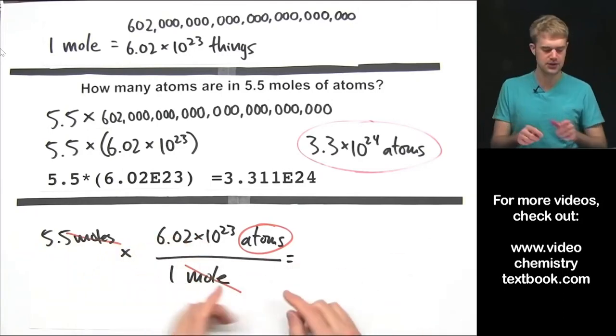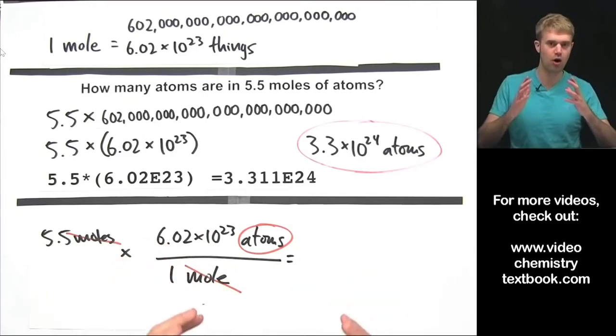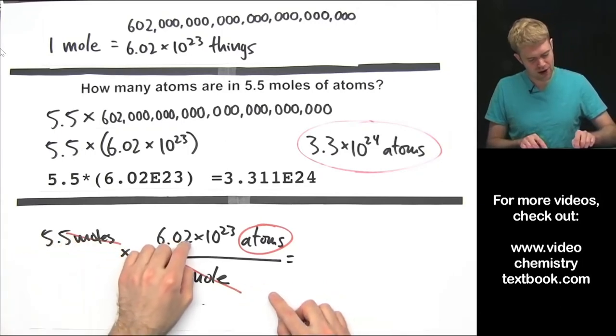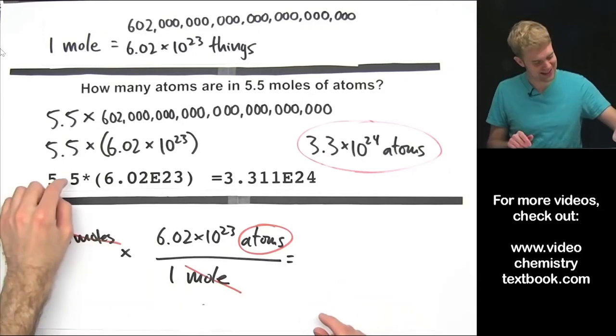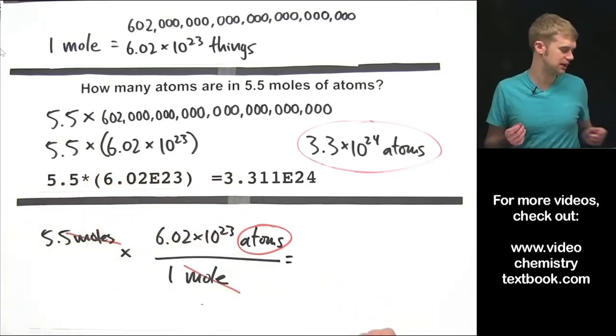Now you might realize that dividing this number by 1 doesn't really change anything. So all the math we're really doing is just 5.5 times 6.02 times 10 to the 23rd, which is exactly what we did up here. So you could just type this into your calculator and get this as an answer.